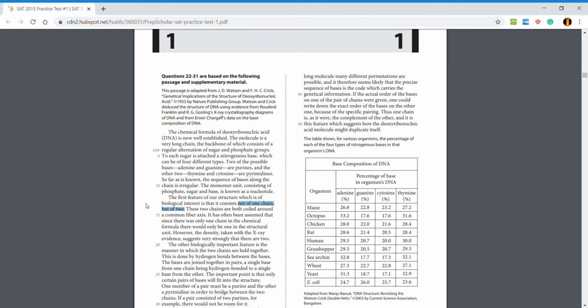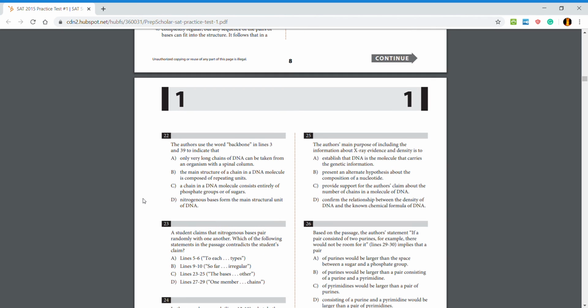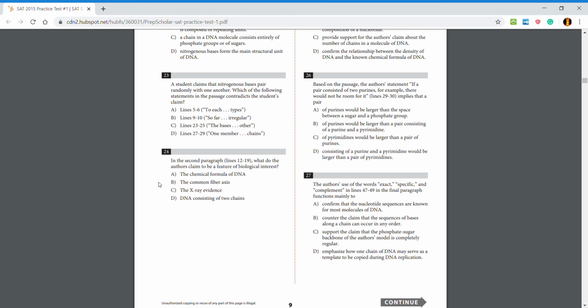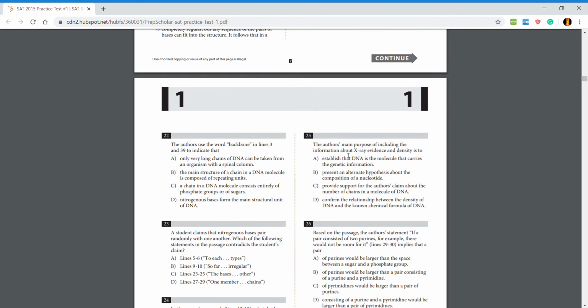Immediately, we can already see what is of biological interest. DNA is not one chain, but two chains. So we go back down to question 24. The answer is D, that DNA consists of two chains and not one. So let's go to question 25.